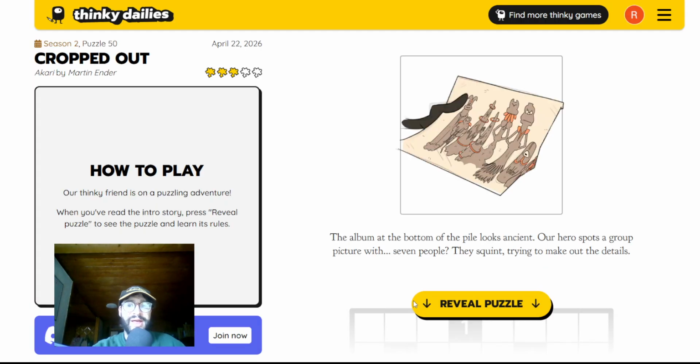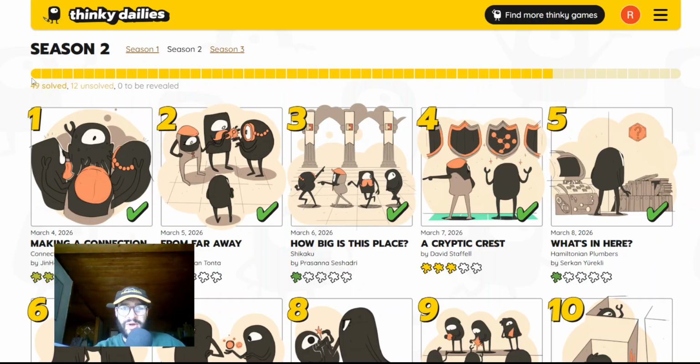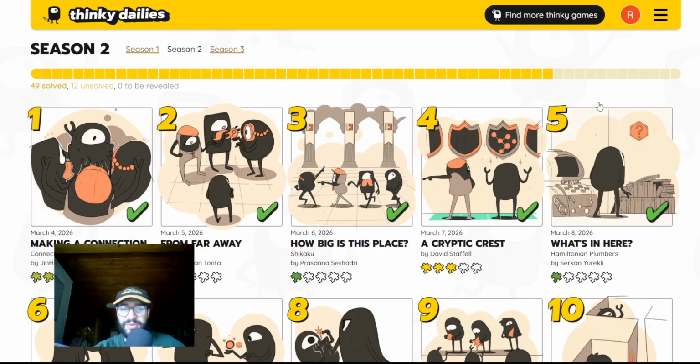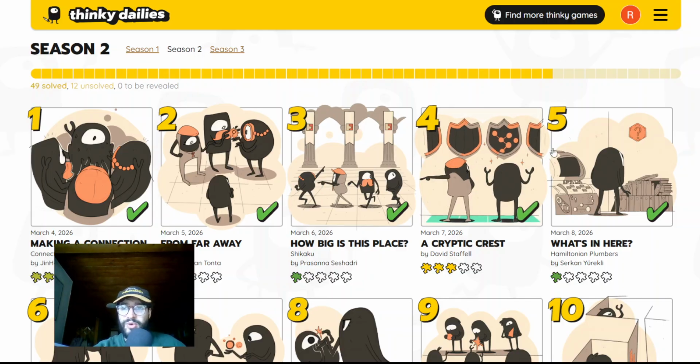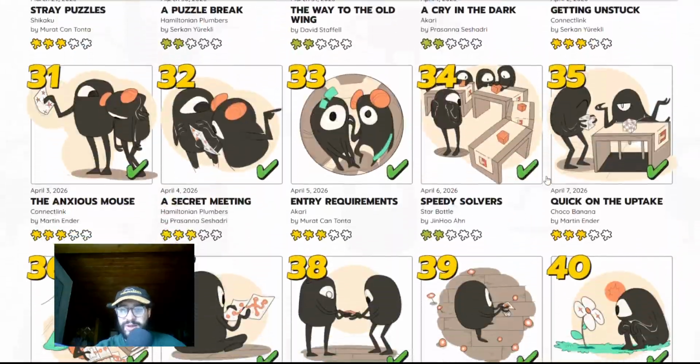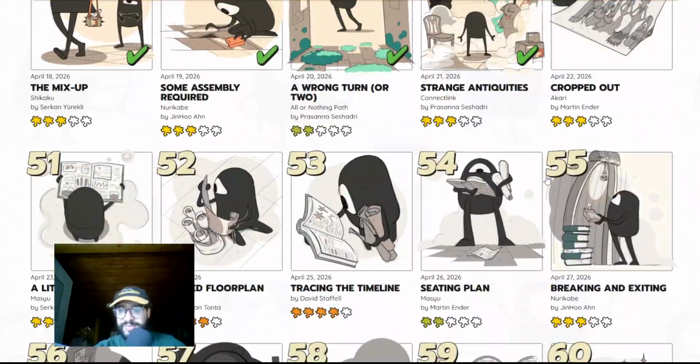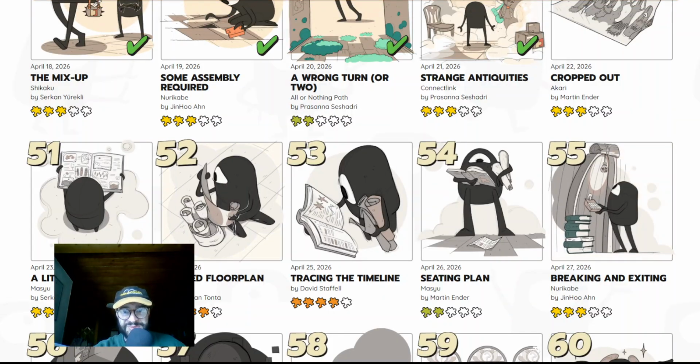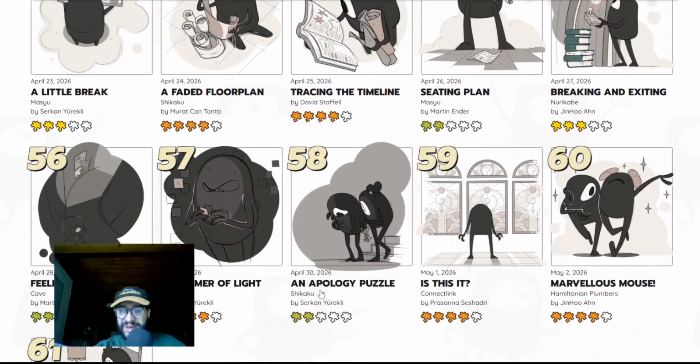Next puzzle. Okay, guys, that was it for today. We're gonna continue with this Akari from Martin Ender in the next video, but we have been doing some really good progress, which makes me very, very happy. But we still have 12 more puzzles to solve. We've been doing super well. I can see that next video we can expect some difficult puzzles.